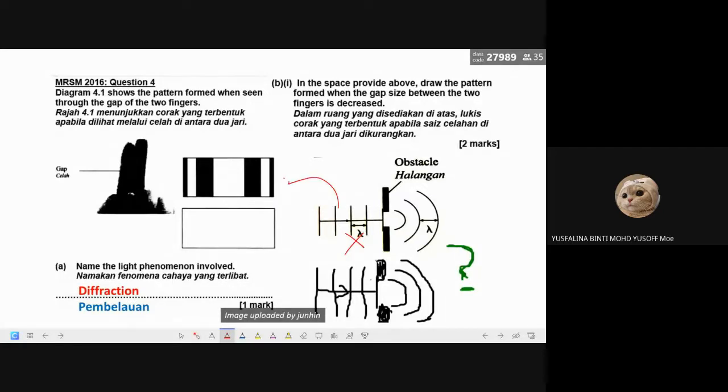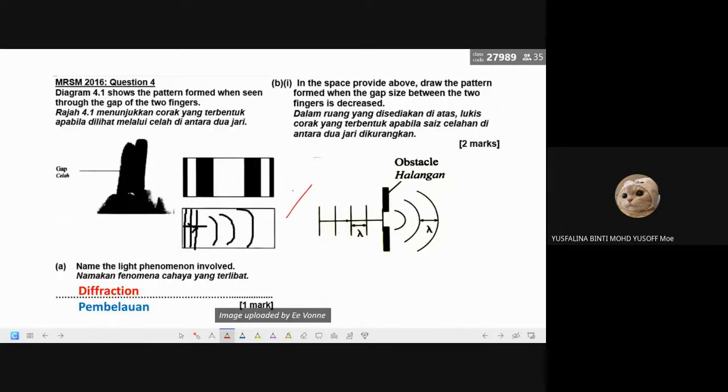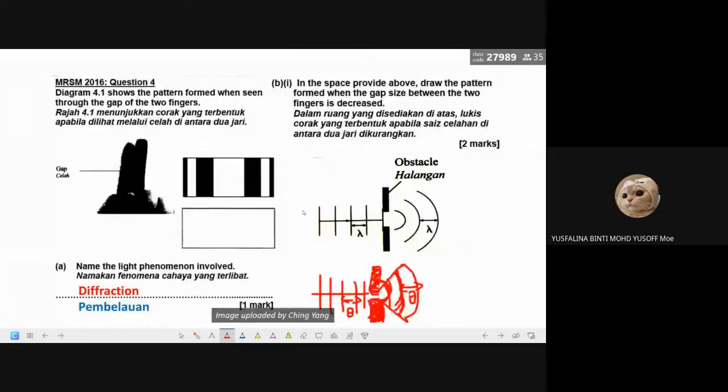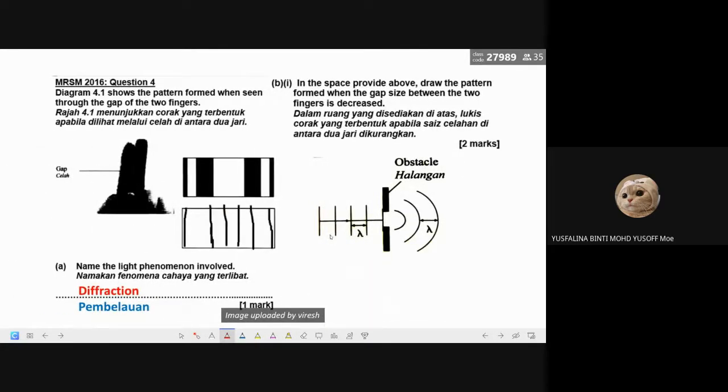This one like Junhin. Oh, this one I think I clicked twice, right? So actually we already did. So let's see.